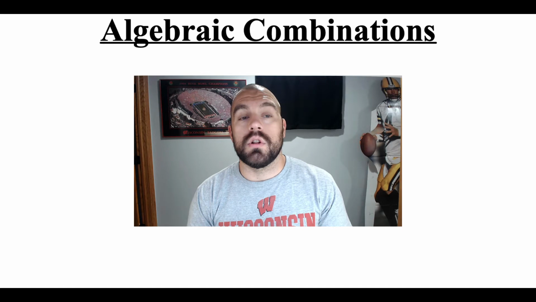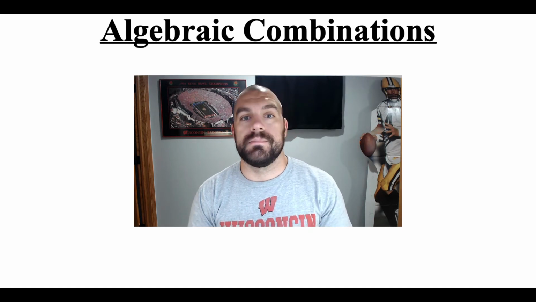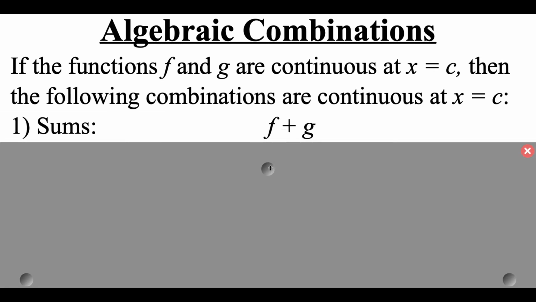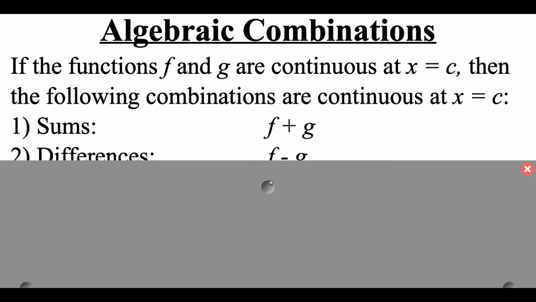In this video, we're going to look at algebraic combinations. So if the functions f and g are continuous at an x value of c, then the following combinations are also continuous at x equals c. And the first one is a sum. So if you add two continuous functions together, then their result will also be continuous.